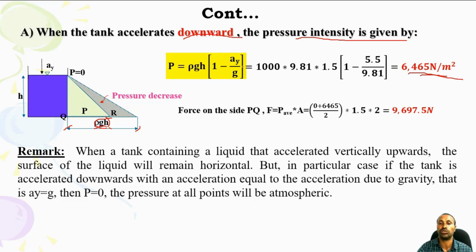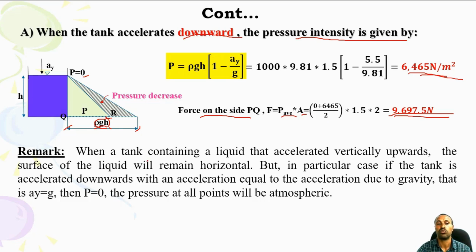So you have the same approach: force on one side PQ is average pressure times area. You add 0 and this value, the total value P in this region, then 0 plus 6,465 over 2, then you get this result. Finally, this is the force on side PQ when the tank accelerates downward.